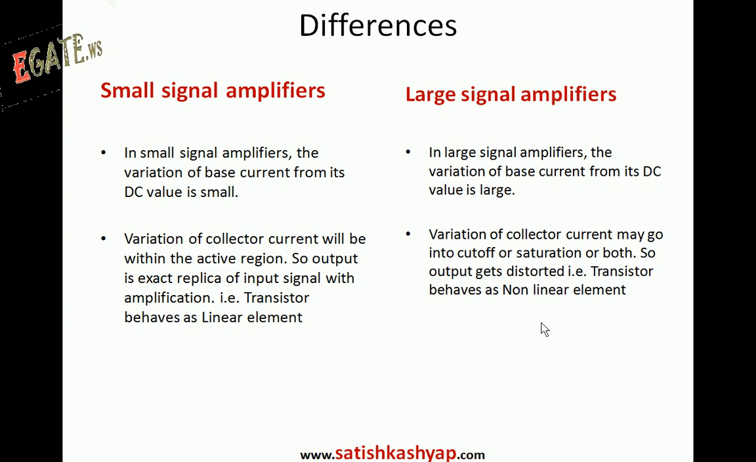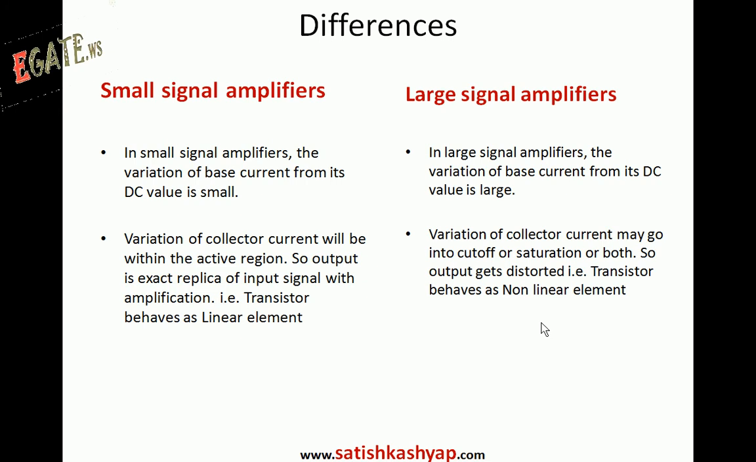Whereas in a large signal amplifier, the base current variation itself is very large. Whenever it gets amplified, it appears as collector current, and the collector current may go into saturation or cutoff region, or both. Whenever it goes into the saturation region, the positive portion of the collector current will get clipped off. If the collector current goes into the cutoff region, the negative portion will be clipped off. So that makes distortion appear in the output waveform.